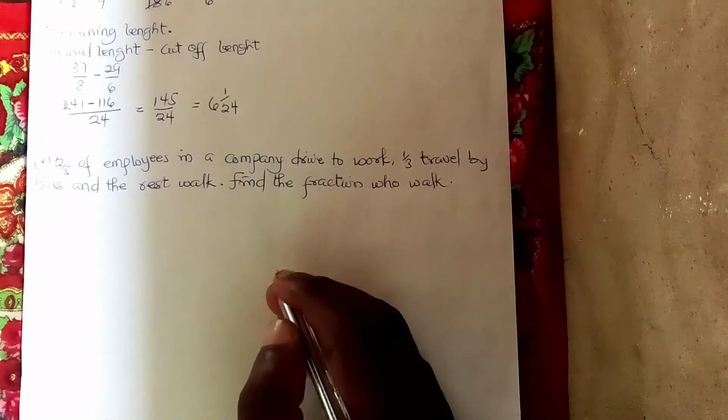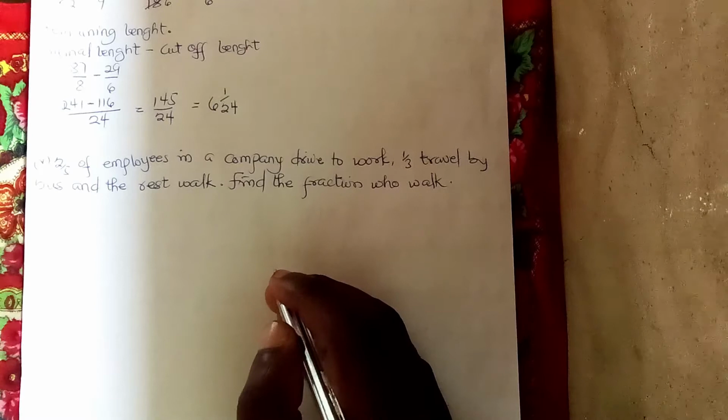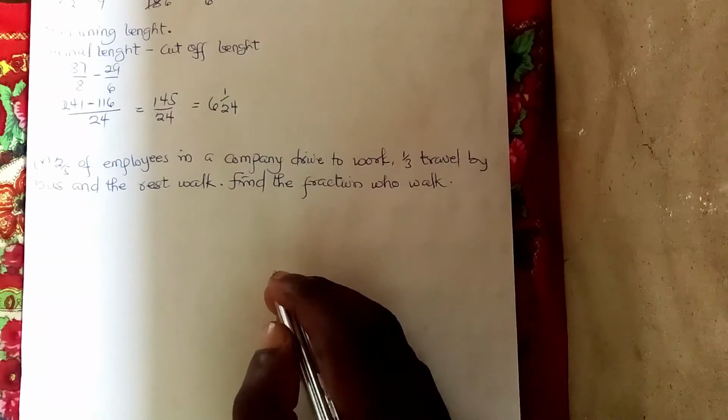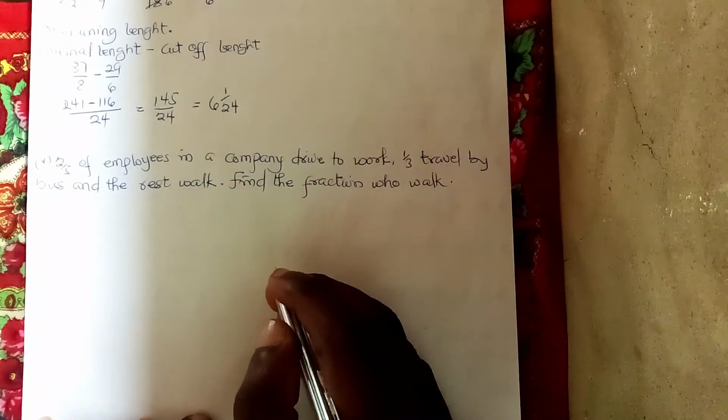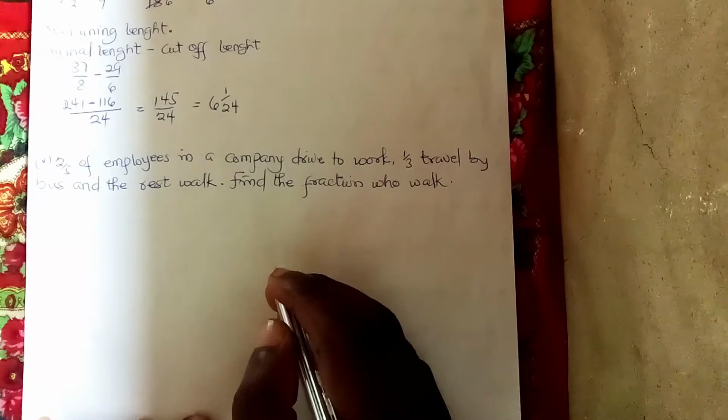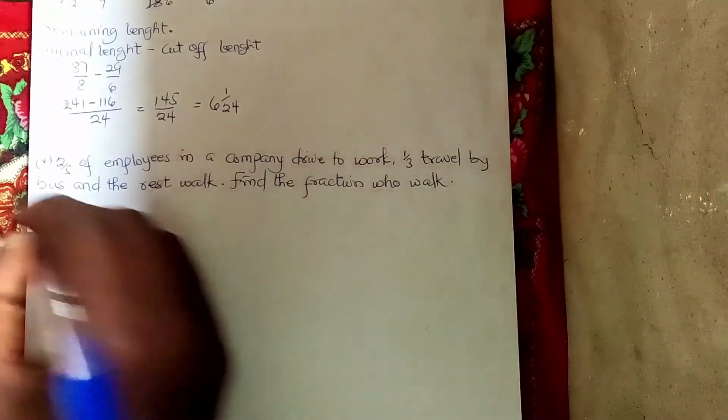Our last example, that's example 5, also a word problem. 2 on 5 of employees in a company drive to work. 1 on 3 travel by bus and the rest walk. Find the fraction who walk. With this, let's jot our data down. Solution.